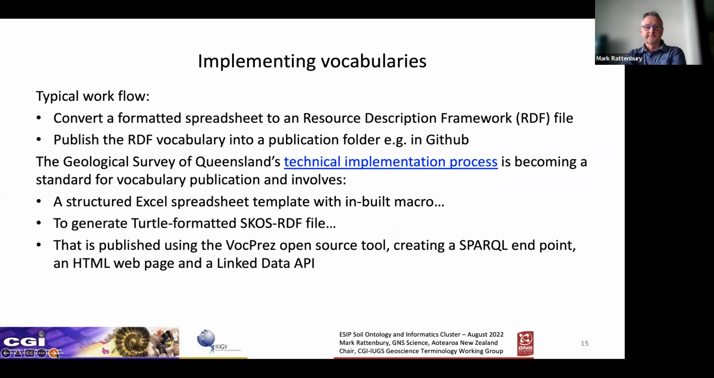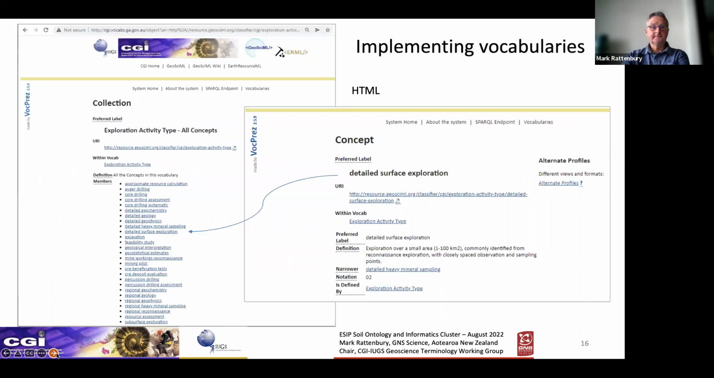And then it's basically a process of publication. I'm suggesting that the current best practice from our point of view is an approach that the Geological Survey of Queensland have matured quite recently. It's about taking that structured Excel spreadsheet and creating a SKOS RDF file from it, and then publishing that through various tools.